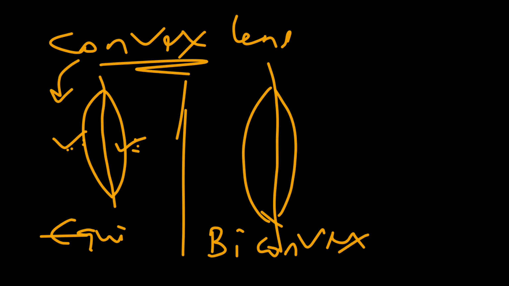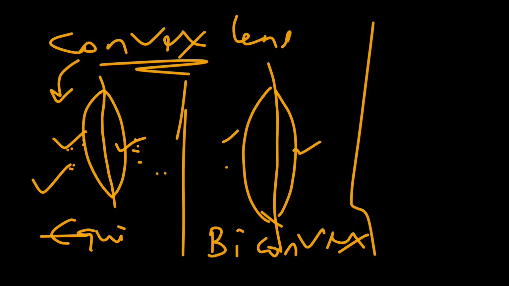Equiconvex lens means it has two spherical surfaces and those two surfaces are equal. And what about the biconvex lens? Two spherical surfaces, one is bigger and the other one is a little bit shorter. Right? Let's move to the third situation.